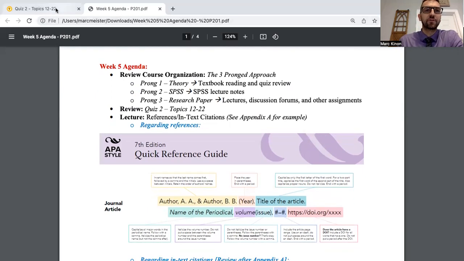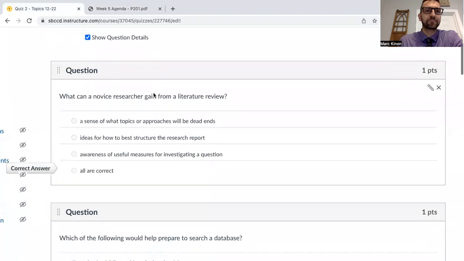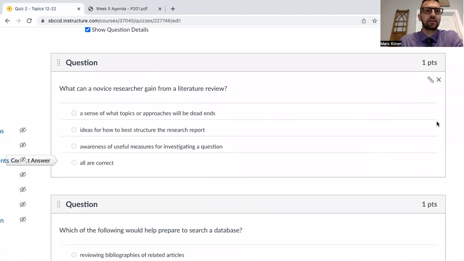Let's go ahead and review the quiz. So quiz 2. Oh, I just want to reiterate something regarding the quizzes. So basically how it works, remember, you get 2 tries. You don't get your highest score, you get your latest score. And it says that in the quiz description.